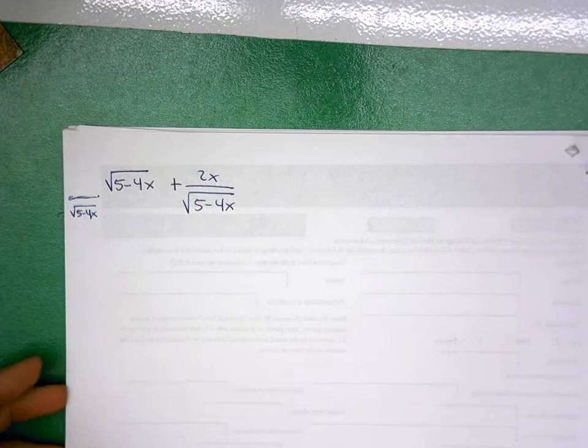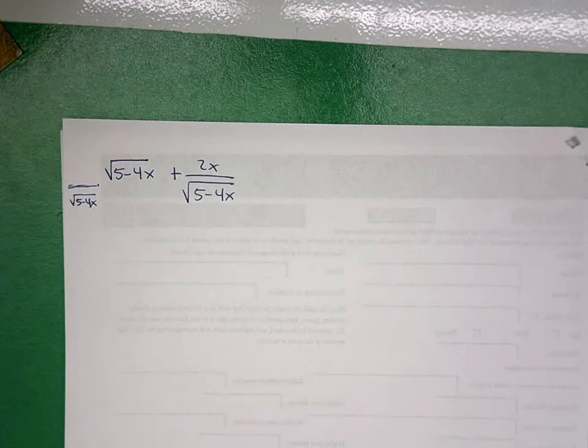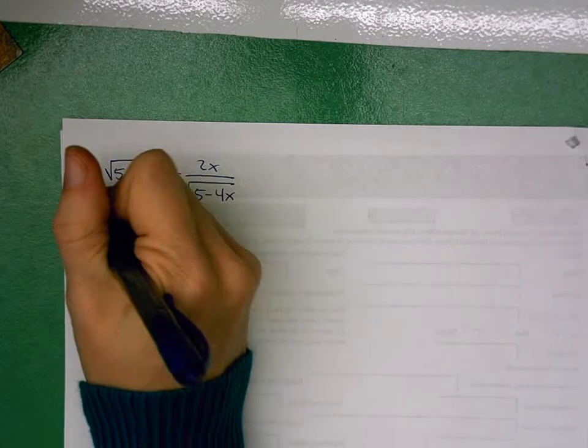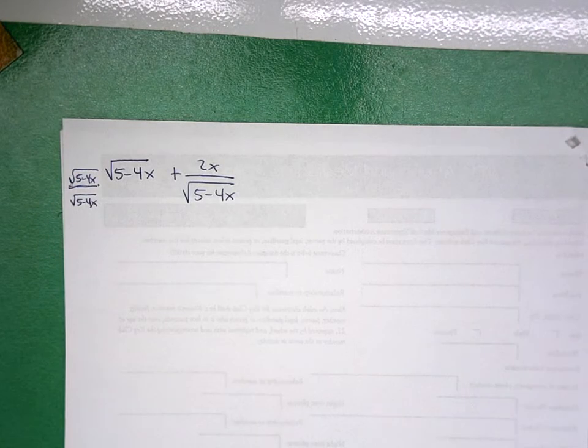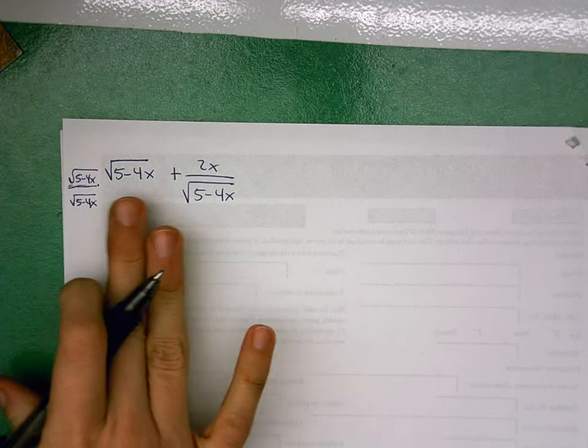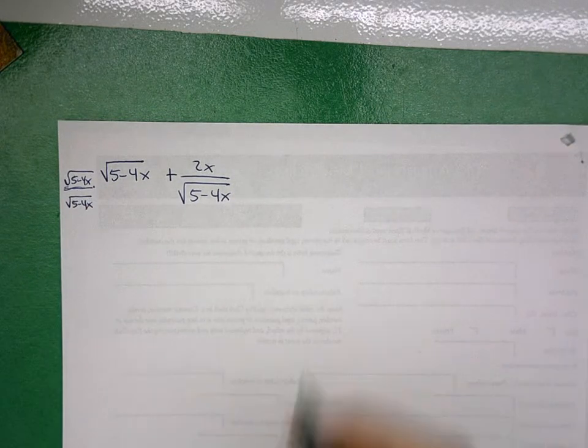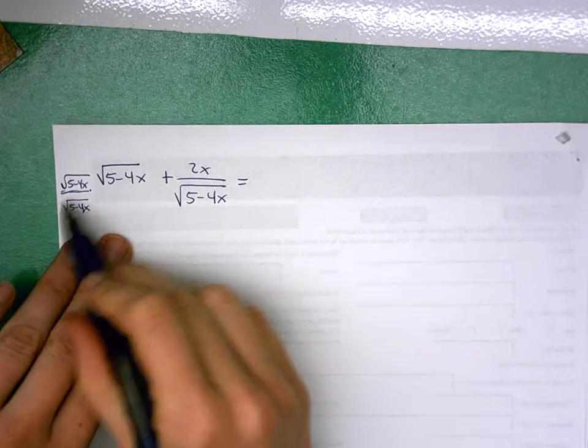But in doing that, I've now changed the function. So in multiplying the root 5 minus 4x on the bottom, I also have to do that on top. That way I maintain the equality of that first term. I've technically multiplied that first term by 1. And so what we're left with then is the square roots would cancel.